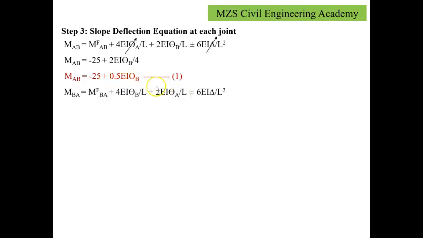theta B. Now we'll apply the equation for the joint B. Here, if I am starting for the joint B, B to A, I will look up the fixed moment from B to A. Then 4 EI theta B by L. Now here 4 EI is associated with B, whereas 2 EI, the half partial transfer, will be there: 2 EI theta A with reference to joint A, plus 6 EI delta by L square. Since sinking and rotation at the end A is not given to us, the relation left with us is equal to 25 plus 4 EI theta B by 4. So after solving this further, we get MBA equals 25 plus EI theta B. Let this be equation number 2.